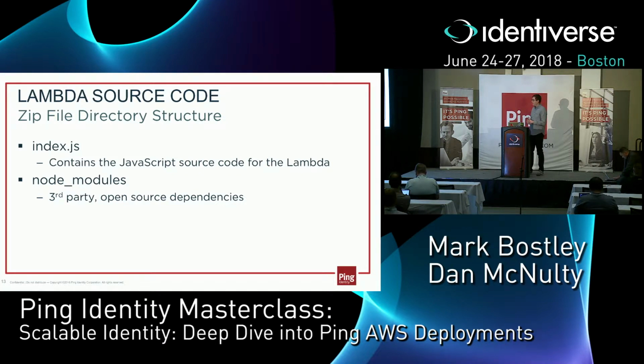I also mentioned that Ping provides the Lambda source code, and now I'll get into the details of that. Ping provides the source code as a zip file, because this is the format expected by the Amazon APIs when you're creating a Lambda, so it's really easy to just take the source code, push it, and create a Lambda. Within that zip file, you're going to have an index.js file that contains the JavaScript source code for the Lambda, and then you're also going to have this node modules directory. This contains any third-party open source dependencies that the Lambda is using, as well as maybe some libraries that you write yourself.